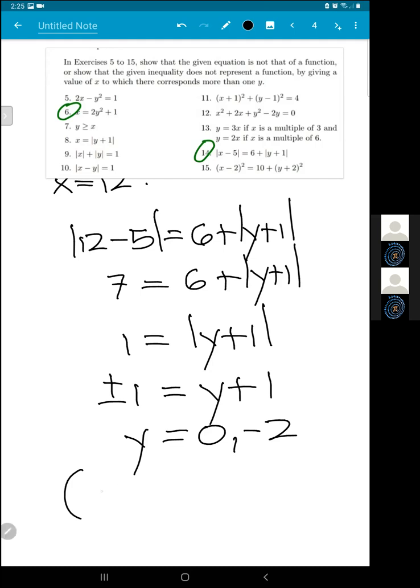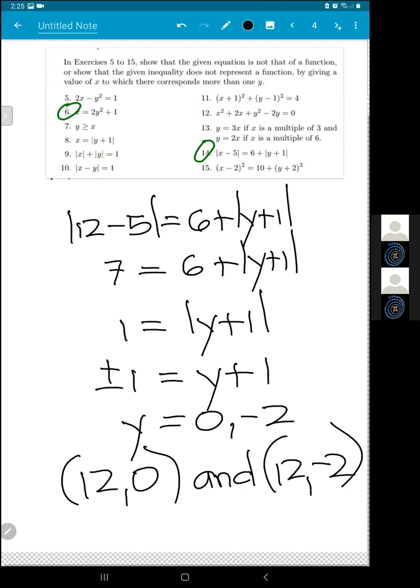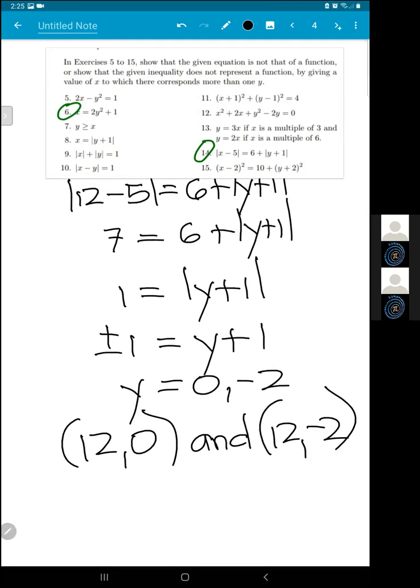Okay, so you're done. Or to state it in a better way, you can say the points (12, 0) and (12, -2) are points on the graph, or are two different ordered pairs which have the same x, or first, coordinates. So 12. Any question?